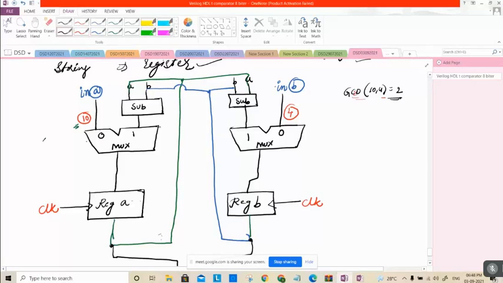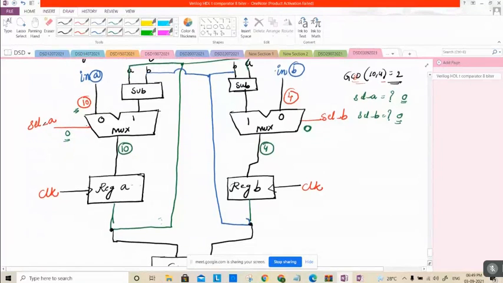Now, what about the multiplexer? The multiplexer will have a selection line. This is selection A, and this is selection B. Whenever you are giving the input values, the first thing to know is what the value of selection A should be. Zero, sir, and selection B also zero. Okay, this is zero and this is also zero. Hence the multiplexer output will be 10 and 4. Is it right? Is it clear for everyone?